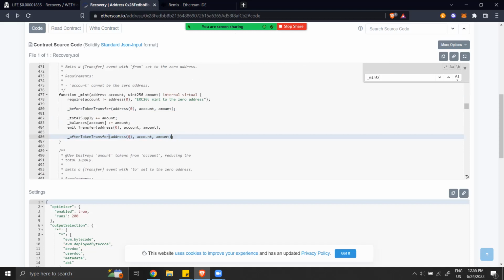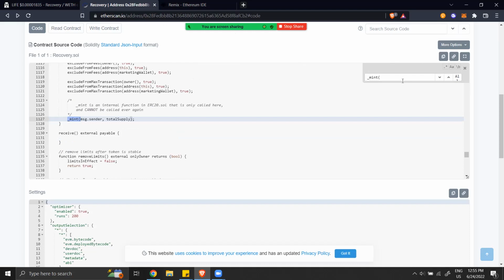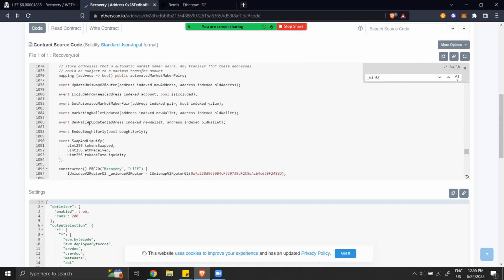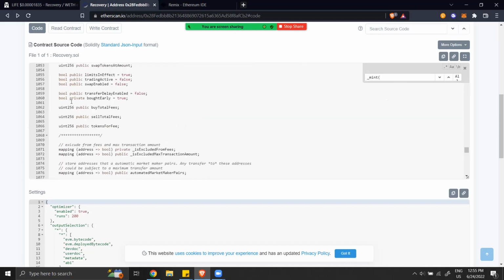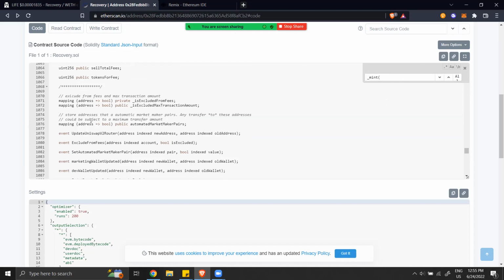Yes, here it's called with address 0. But the mint function is usually called only at the deployment of the contract. It's called here, yes, only here. And yes, it's in the constructor of the Recovery contract.